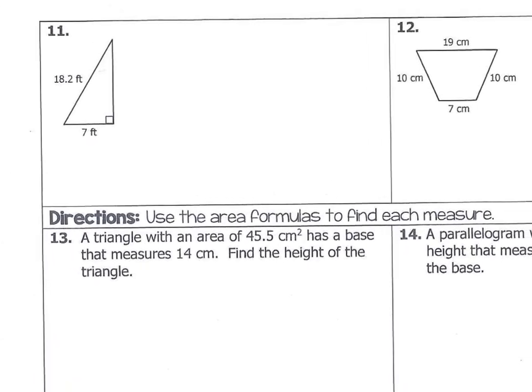You're like, oh, okay, this looks like a basic formula, right? Just what kind of figure is this? A right triangle. So if I'm going to find the area of a triangle, isn't that area equals 1/2 base times height? Where's my base? 7 feet. Where's my height? Right there. It's missing.